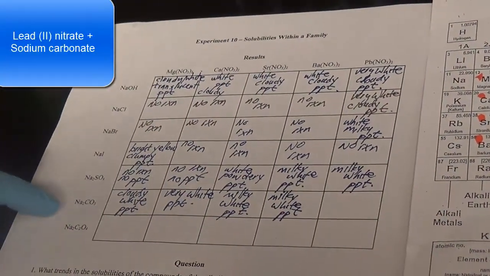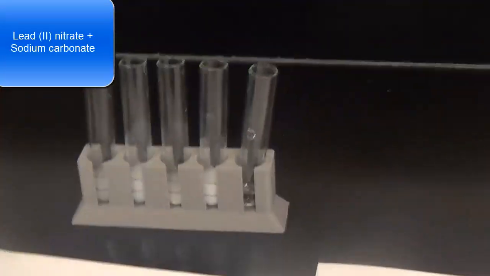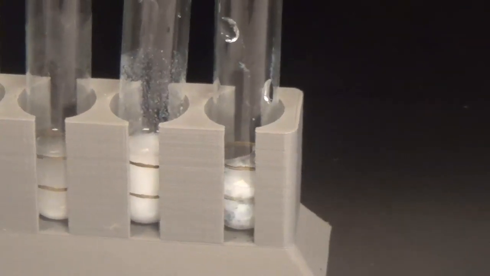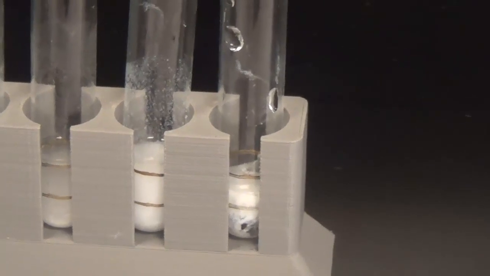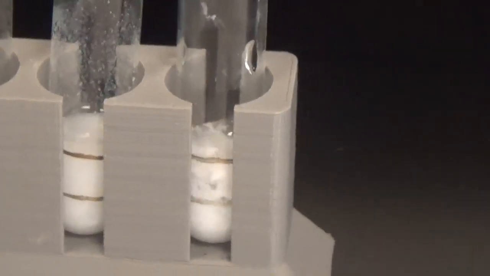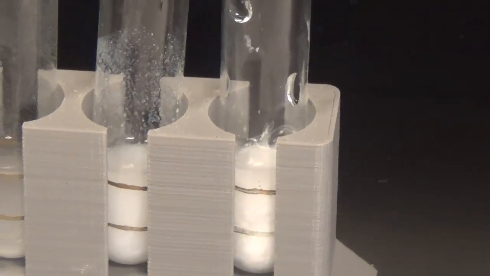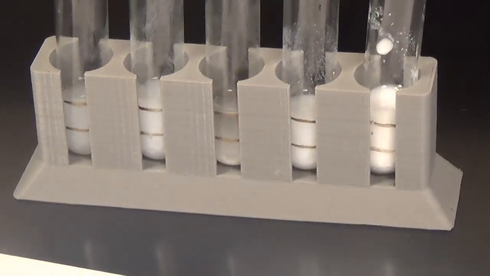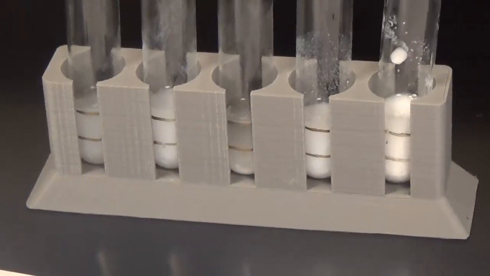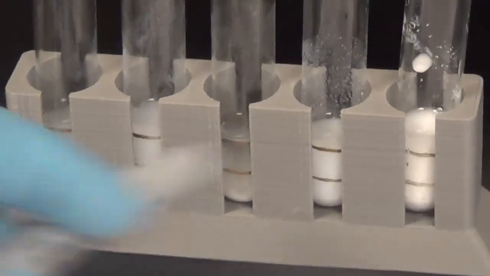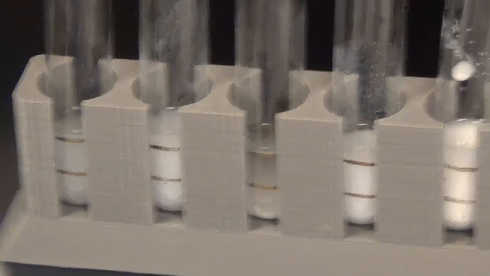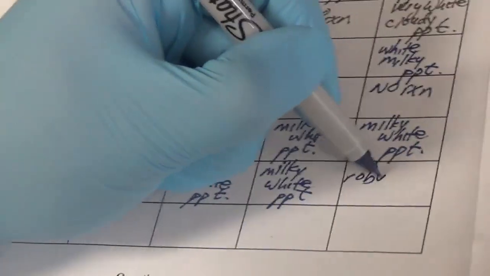And finally, sodium carbonate and lead 2 nitrate, the leads. And again, a very cloudy precipitate. Okay, this is something that seems, in my opinion, very robust. Okay, so it's almost instantaneous. I'm going to call it very robust white precipitate. You can actually see the whiteness if you look at how white something is. This is very, very white. So calling it a robust white precipitate.